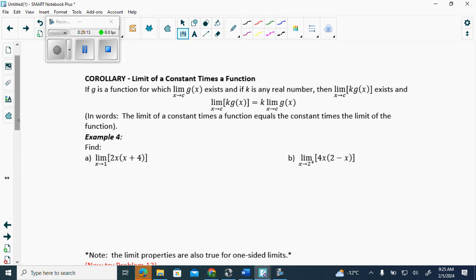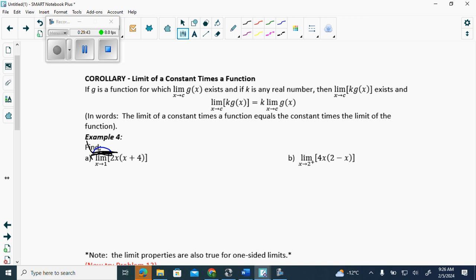Okay. If g is a function for which the limit as x approaches c of g of x exists, and if k is any real number, then we could technically take the k and completely bring it outside of the limit and then do the limit of just the function. That's a corollary. So we could technically take this 2, completely bring it outside and do the limit of what's left over. That's what the corollary is stating. No one is going to do that, just so you know.